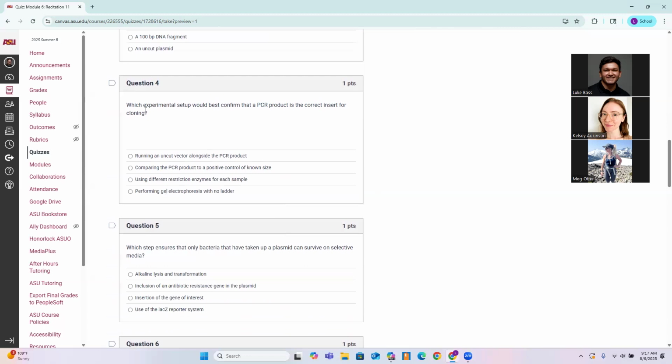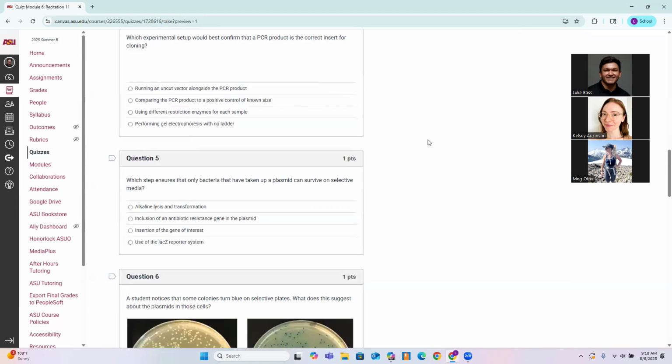So then question 4 asks which experimental setup would best confirm that a PCR product is the correct insert for cloning. Here's where we talk about controls, because when you're running a gel and you have a PCR product, the DNA ladder, which you always run in a DNA gel, is always going to tell you how big the PCR fragment is. But you're also going to want another sample that has a known size, around the same size that you're looking for with the PCR product. Out of these 4, you'll see that one of them talks about positive controls.